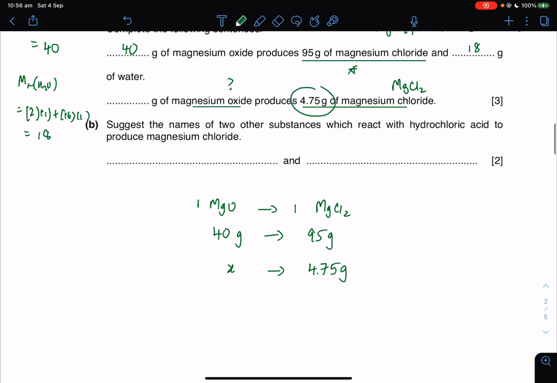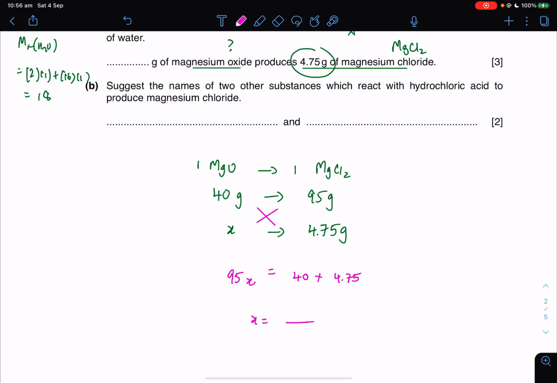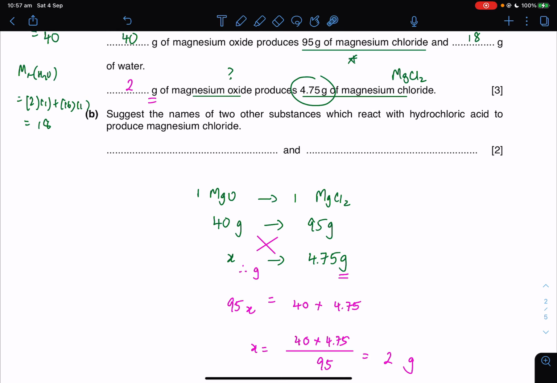So make this an X. You're going to cross multiply, so 40 times 4.75, and then 95 times x is 95x. Since it's times, there's going to be divide when I move it to the other side. So press that onto your calculator: 40 times 4.75 divided by 95, I get 2. 2 what? What is the unit? The unit here is gram, so therefore this is gram as well. Therefore x must be 2 gram, and that is exactly what the unit has been given for us.